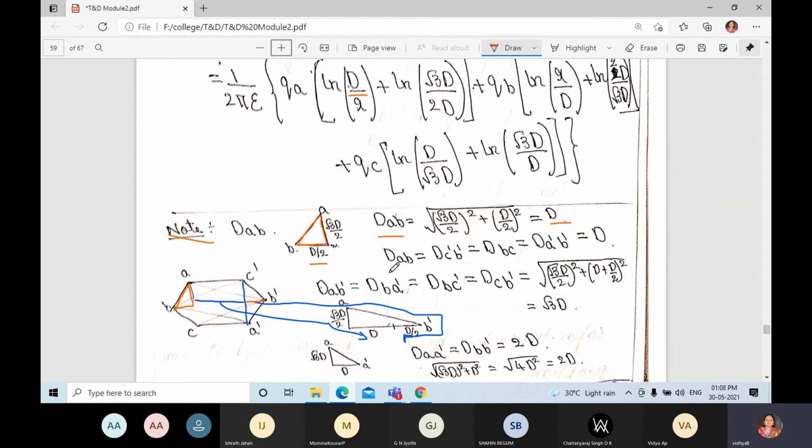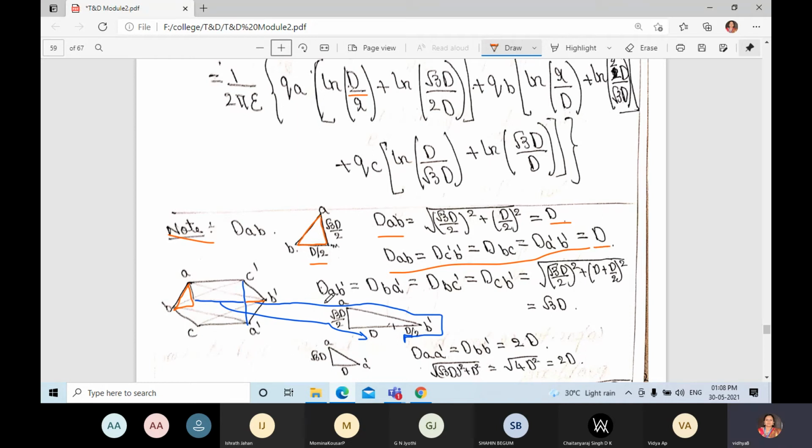And it will be similar for all these distances: between A and B, between C dash and B dash, between B and C, and also the distance between A dash and B dash. So, for all these distances, it is D.